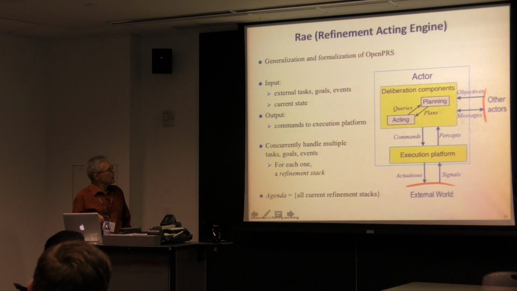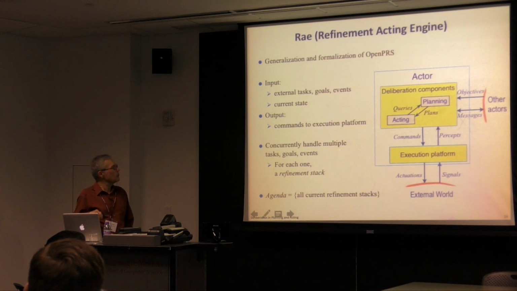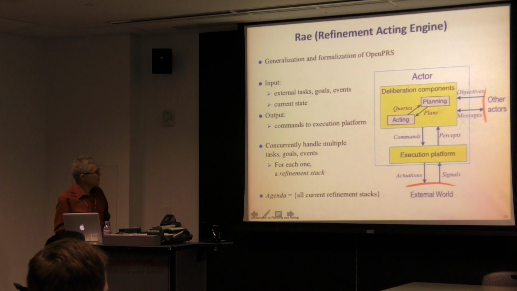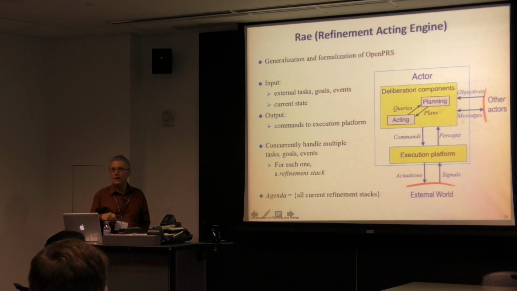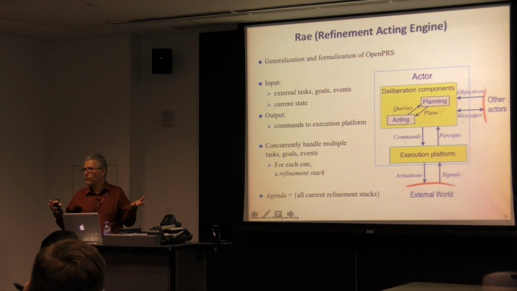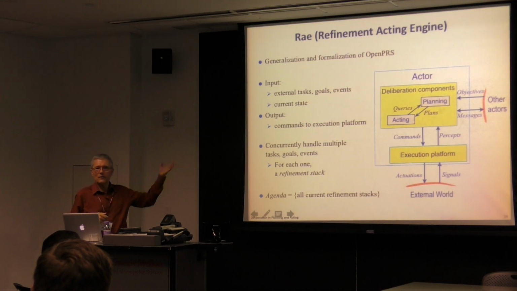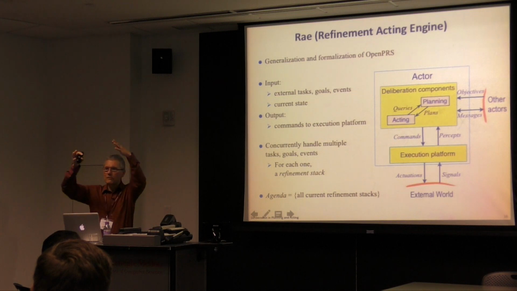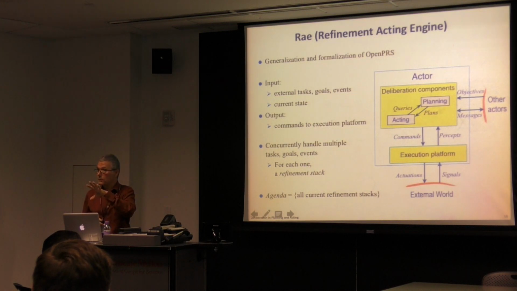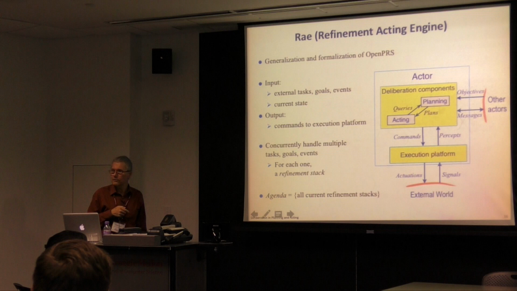The thing can handle multiple tasks, goals, and events simultaneously. The way that it does that is for each of them it has a refinement stack. Basically it's like a runtime stack for a computer program. Just like you have routines calling subroutines, here we're having tasks that invoke methods, and so you have these things build up. And I'll go through an example of that in a minute. So you have an agenda that consists of all of the current refinement stacks for all of the tasks, goals, and events that you're working on.